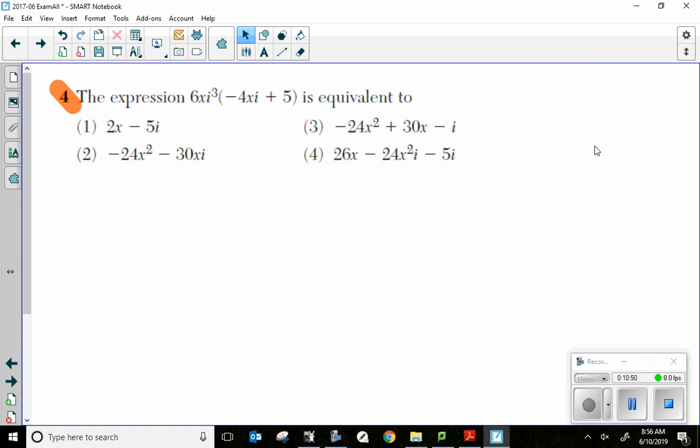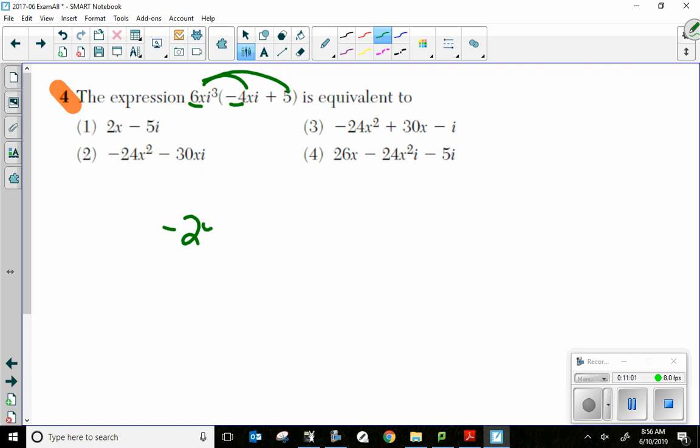Boo-hoo, you've actually got to FOIL or distribute. I'm going to multiply 6xi cubed times negative 4xi. 6 times negative 4 is negative 24. x times x is x squared. i cubed times i is i to the 4th.